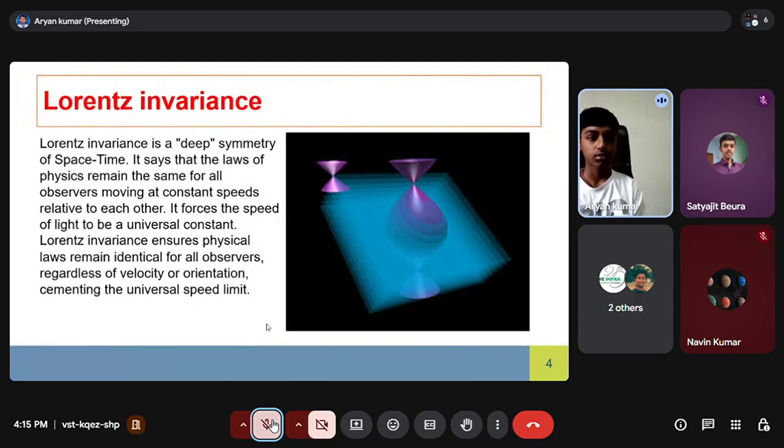Lorentz invariance. It is a deep symmetry of space-time. It says that the laws of physics remain the same for all observers moving at constant speeds relative to each other. It forces the speed of light to be a universal constant. Lorentz invariance ensures physical laws remain identical for all observers regardless of velocity or orientation, cementing the universal speed limit. So it is like a symmetry.